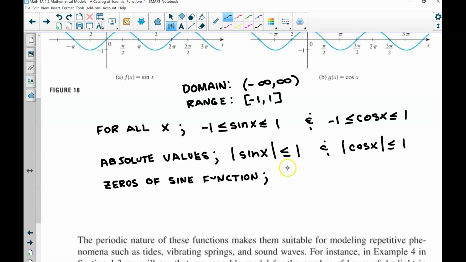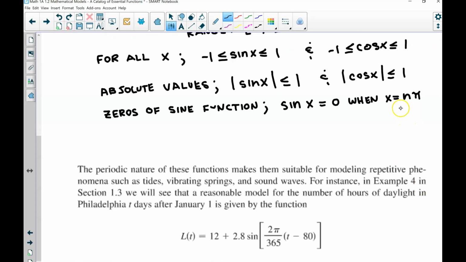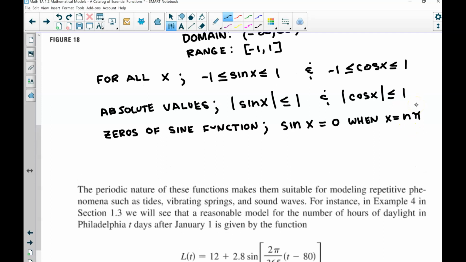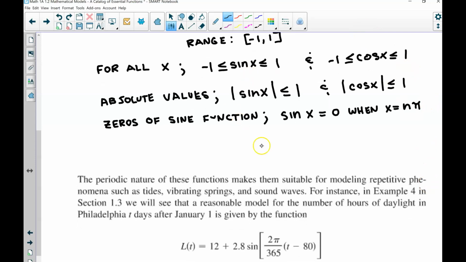So what that means is you would say that sine of x is equal to 0 when x equals n times pi, and n is an integer. Okay, so an important property of the sine and cosine functions is that they are periodic functions and have period of 2 pi.